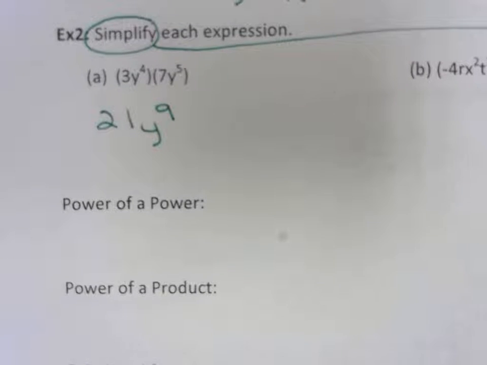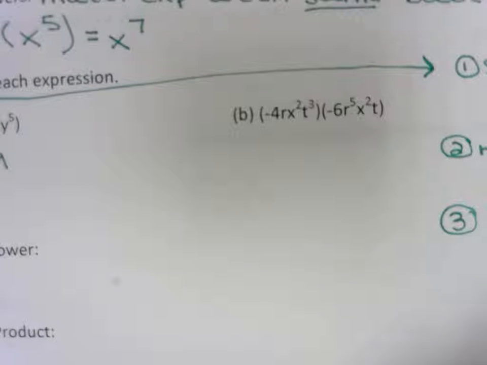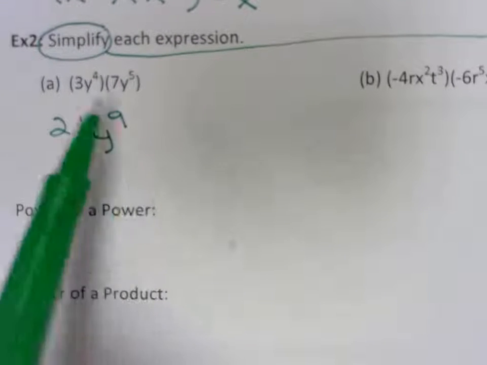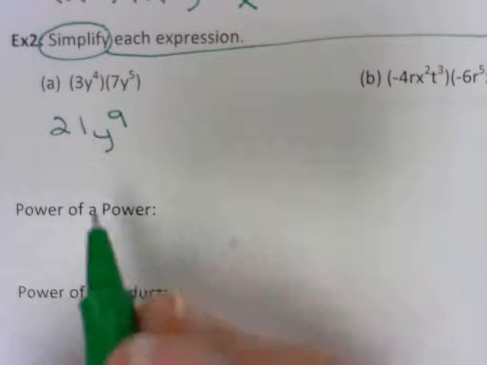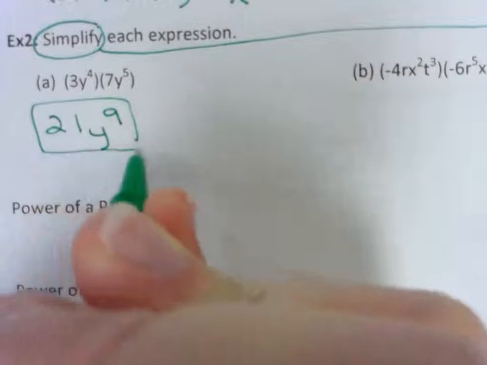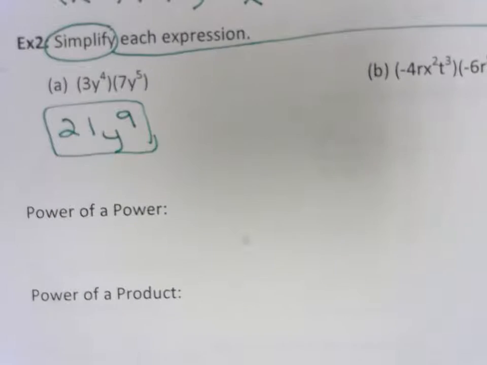Now, let's check your 3. There's a single whole number, check. There's no repeating variables, check. There's no negative exponents, check. So that is simplified. Don't make this harder than it is. Multiply your whole numbers, add your exponents if they're with the same base.